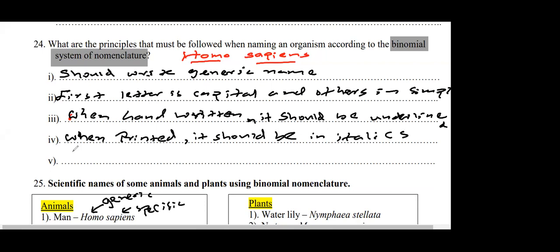Right. Next one, a specific name or species name is given in Latin or Greek language. Species name, that means it is given in Latin. Zeylanica, Ceylon, zeylanica, like that. Braziliensis from Brazil, like that. The name is given in Latin or Greek language.